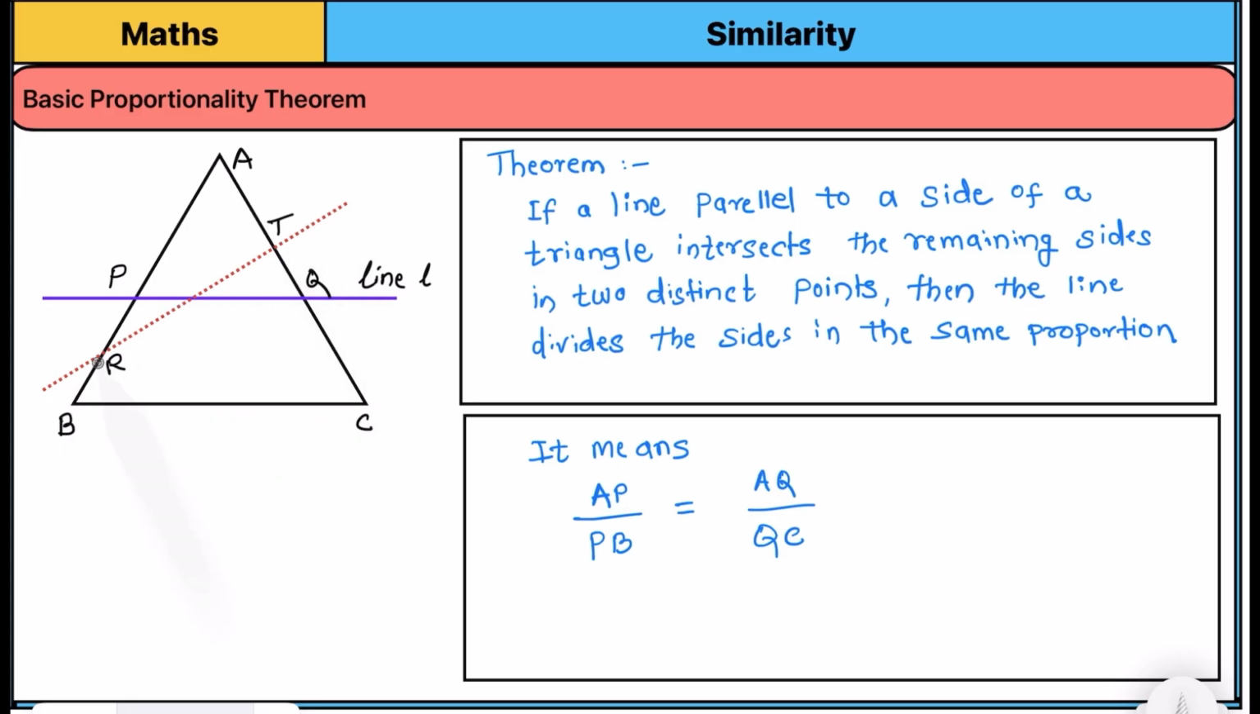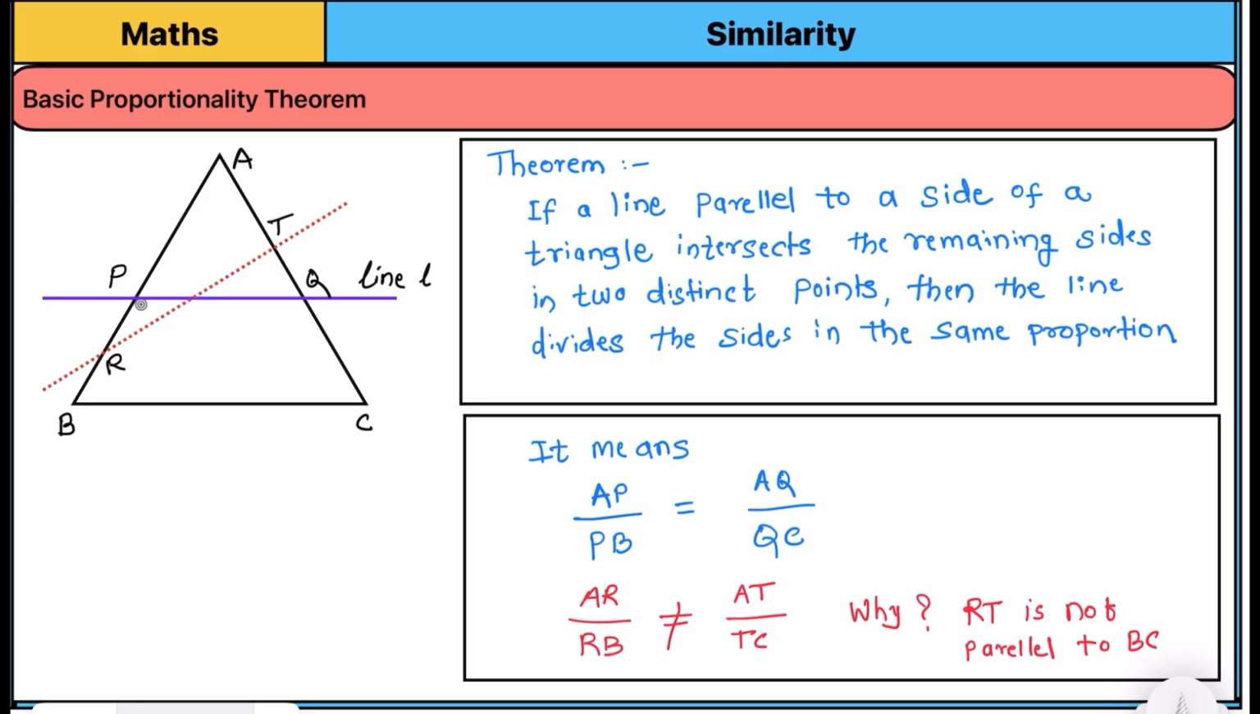This line is intersecting side AB and AC at point R and point T. But the ratio of AR upon RB is not equal to the ratio of AT upon TC. Why? Because RT is not parallel to BC, or for that matter RT is not parallel to any side of that triangle. Hence, it is not dividing the remaining two sides in equal proportion.